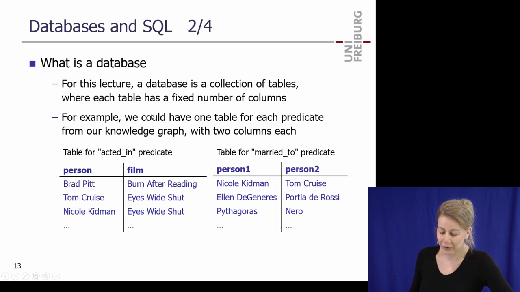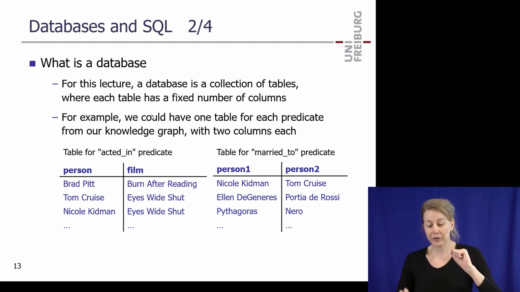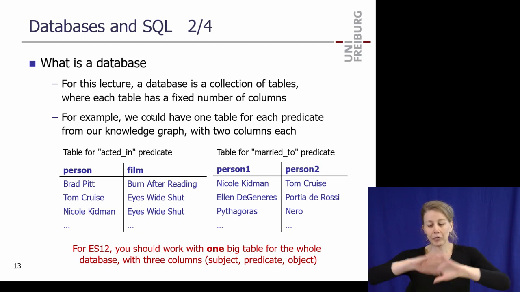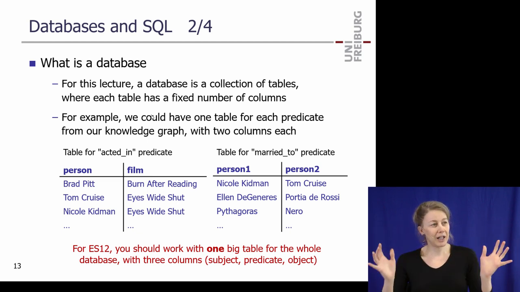So that's why this row is correct, although I was skeptical at first when I saw it in the data. So here we just have two tables, and that's one way to cast this into database world. For the exercise sheet, you will do it slightly differently. We will see it later in the lecture, because it's not a given how you cast this into tables. You could also have one big table for everything.